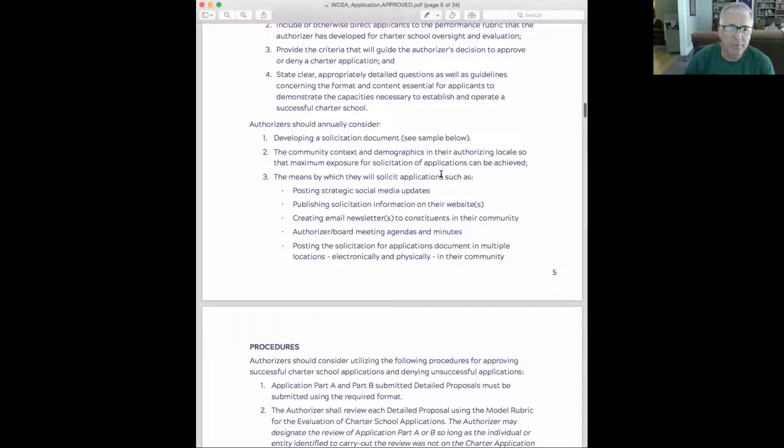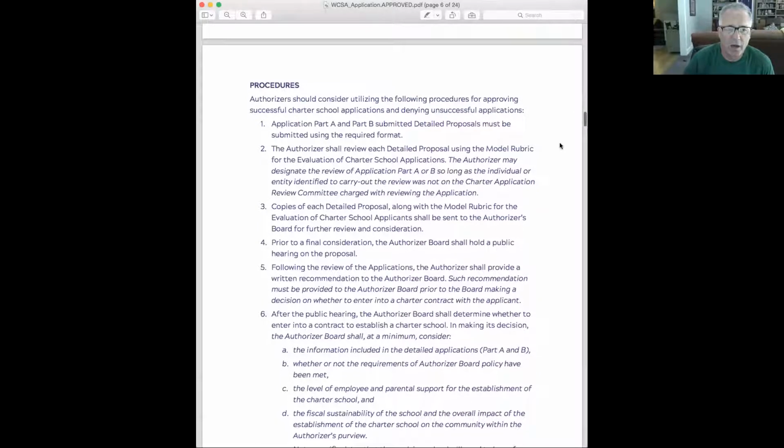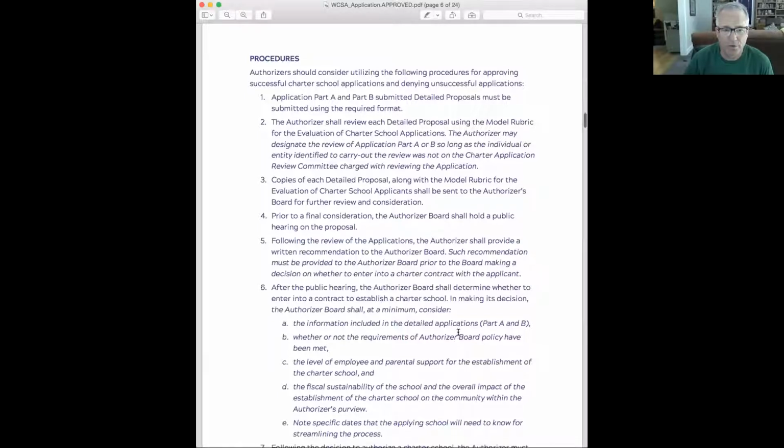And then looking at this section here on page 6, more of a procedural consideration where both parts of the application could be mentioned, and authorizers could put together that process by which they would be able to review the dates, benchmarks, and share rubrics with groups that would want to apply for opening charter schools within their authorizing territory. And this is more of an example procedure that you could look at.